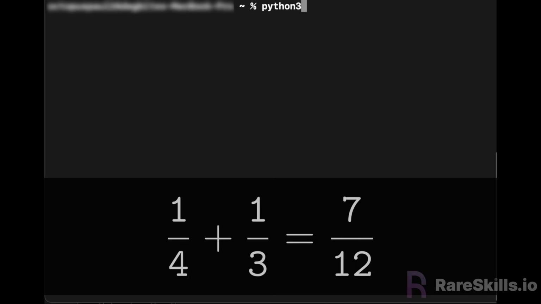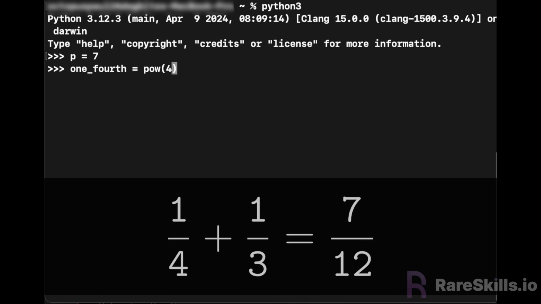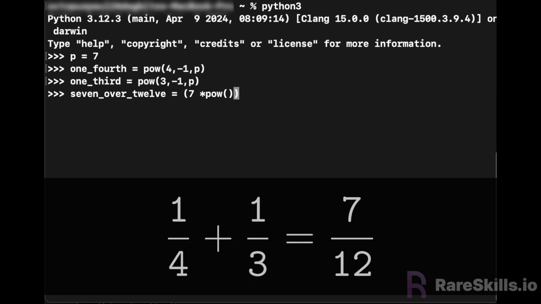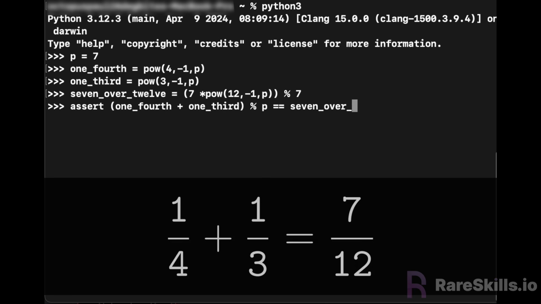We will assign 7 to p, then assign pow(4, -1, p) to 1/4, and assign pow(3, -1, p) to 1/3, and then we will do 7 times pow(12, -1, p) modulo p, and assign it to 7 over 12. And then we'll do the assertion 1/4 plus 1/3 modulo p is equal to 7 over 12, and the assert statement does not trigger an exception because the equation is balanced. Let's look at a few more examples.